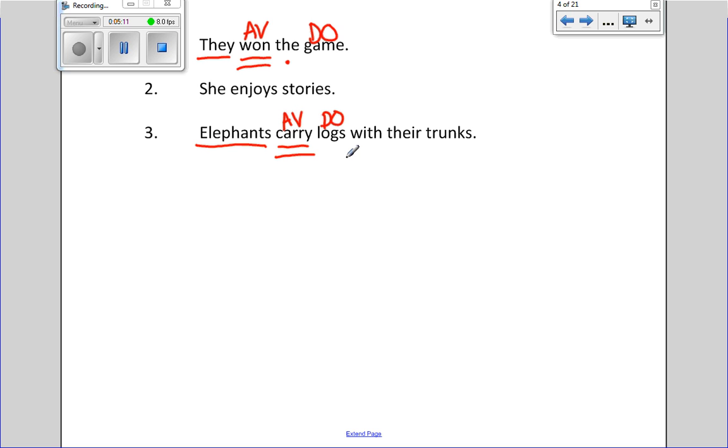What is with their trunks? Well, hopefully you know that it's a prepositional phrase. So can you have a direct object or indirect object in there? Absolutely not. So please do not put a DO or IO in here. That is it. Now you can finish practicing in your packet.